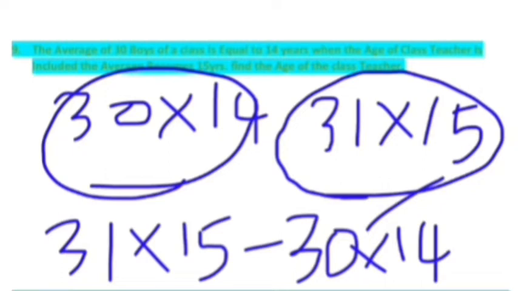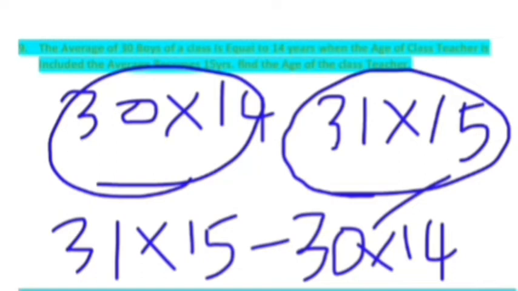First calculate 31 into 10, which is 310, and 31 into 5 is going to be 155. So 310 plus 155 is going to be 465. 31 into 15 is 465, and 30 into 14 is 420. So 465 minus 420, the answer is going to be 45. So the teacher's age is going to be 45 years.